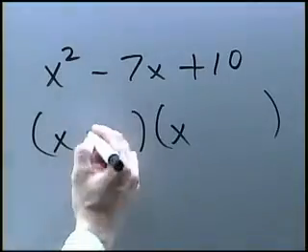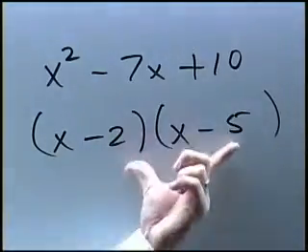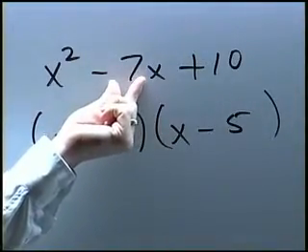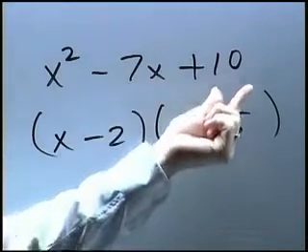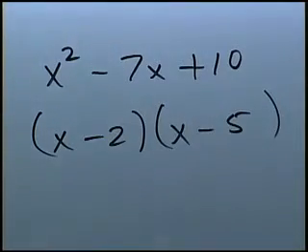-2 and -5. Because those numbers would add up to -7, but if we multiply them together, they give us +10. And so this one also factors as well. Okay. All right, next example.